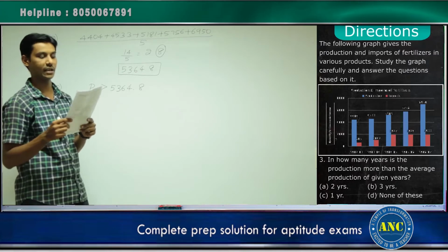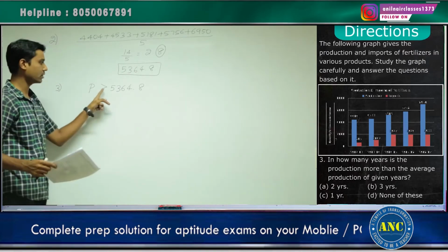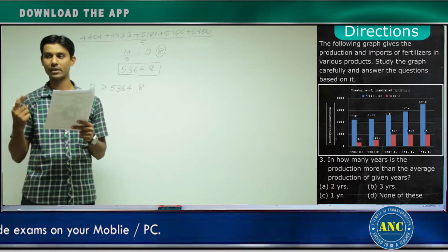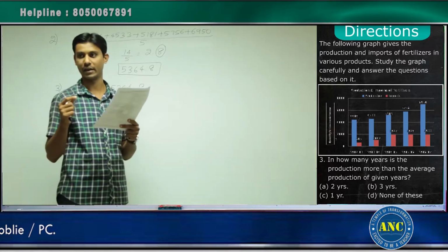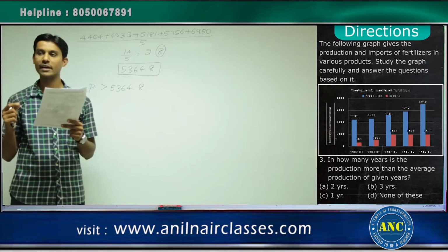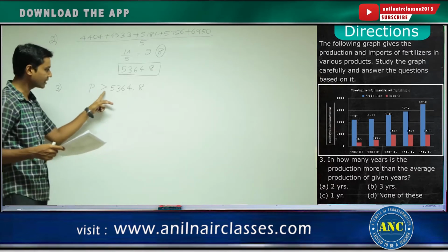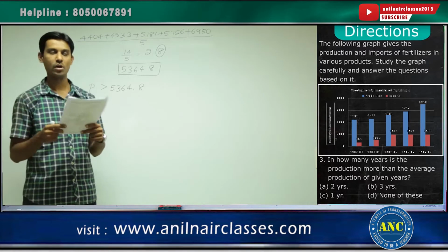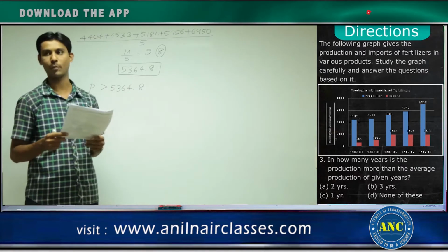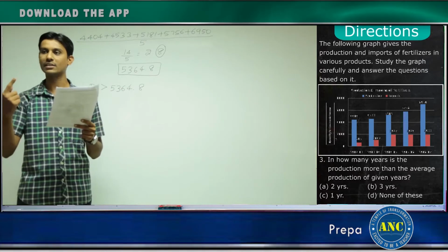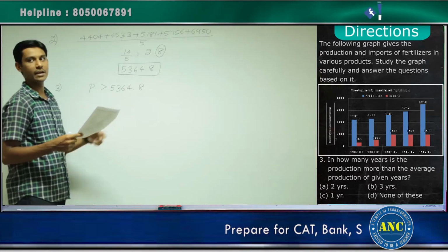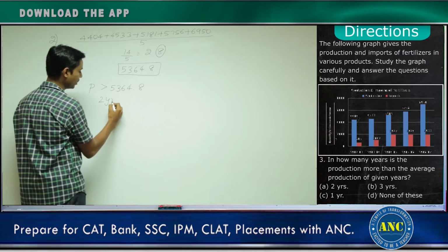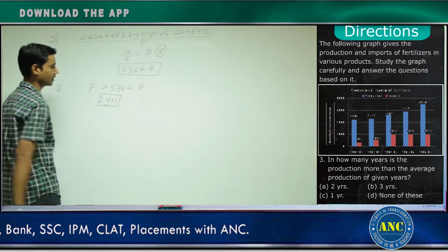First year the production is 4404. Is 4404 greater than 5364.8? No, ruled out. Second year it is 4533, not greater, ruled out. Third year it is 5181, it is also not greater, ruled out. Fourth year it is 5756. 5756 is greater than 5364.8. That is 1 year. Fifth year is 6950. 6950 is also greater than 5364.8. That is the second year. In how many years is the production greater than the average production? It is in 2 years. That is nothing but the last 2 years in this case, right? The answer for this question is: in 2 years the production is greater than the average production of the given year.